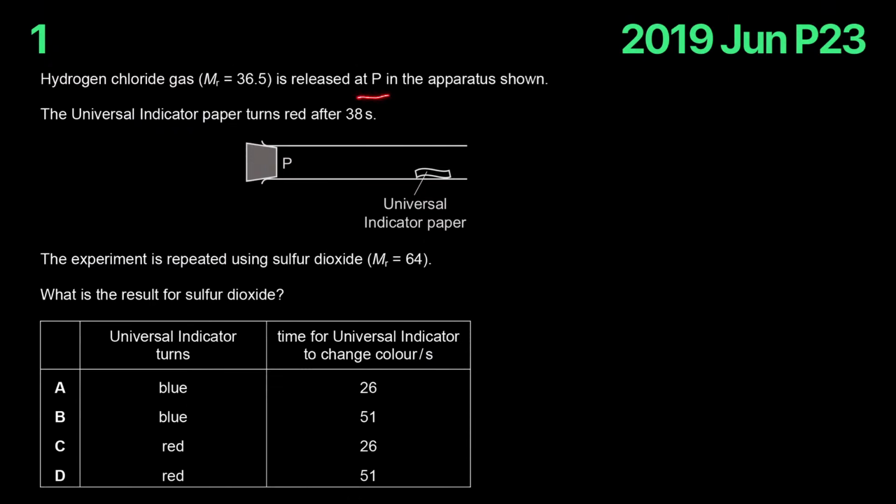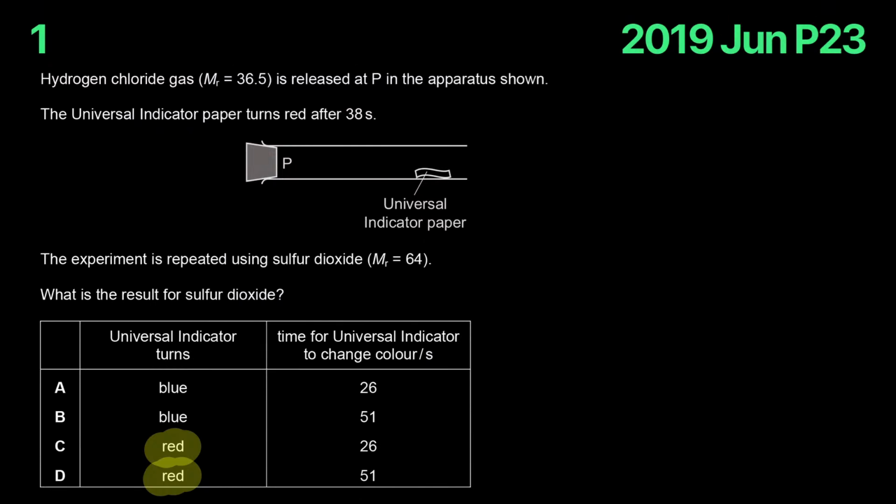Hydrogen chloride is released at P in the apparatus shown. Universal indicator paper turns red after 38 seconds. The experiment is repeated using sulfur dioxide. What is the result with sulfur dioxide? It is red, right? We know that. Oh, it's not litmus paper, it's universal indicator paper, which will do the same thing. At least these are acidic colors. But will it be faster or slower than hydrochloric acid?